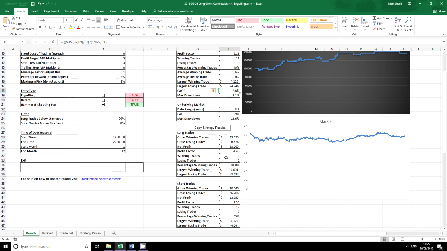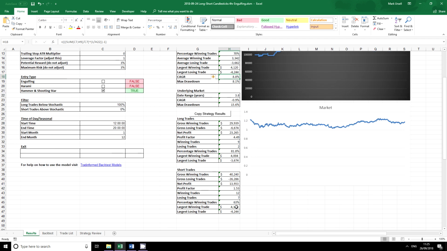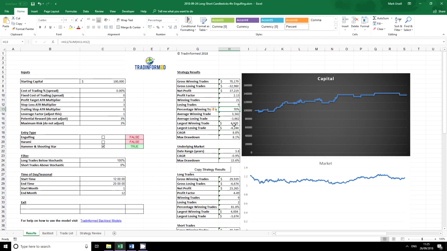If I scroll down here, we can see that both long trades and short trades are delivering the results that we want, which is of course to have profitable trades. We've got a good percentage of winning trades, 70%, so we can see that under these conditions, using a stop loss of 3, an equal stop loss and profit target, that hammer and shooting stars are delivering the best results.